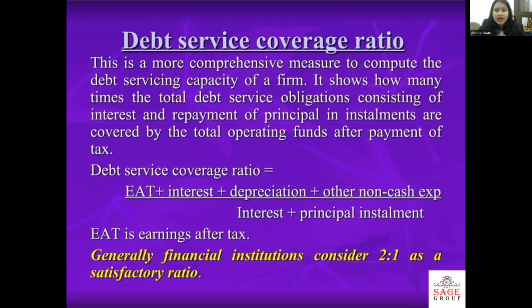Debt service coverage ratio. This ratio is a more comprehensive measure of the debt servicing capacity of the firm. It shows how many times the total debt service obligations, consisting of interest and repayment of principal installments, are covered by the total operating funds after payment of tax. Debt service coverage ratio is EAT plus interest plus depreciation and other non-cash expenses, upon interest plus principal installments. EAT is earnings after tax. Generally, financial institutions consider 2:1 a satisfactory ratio.